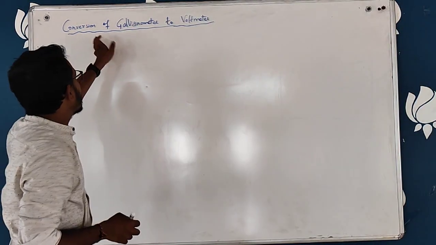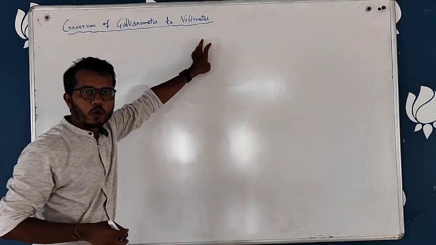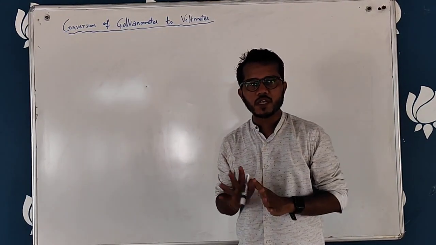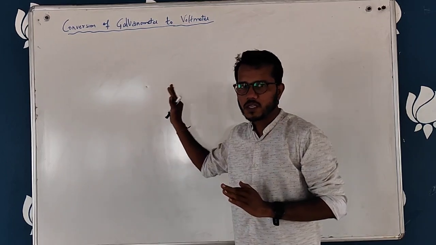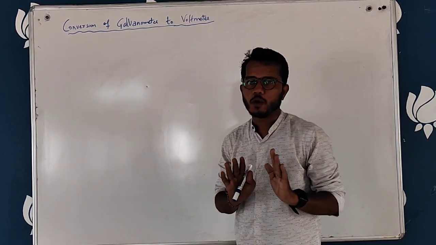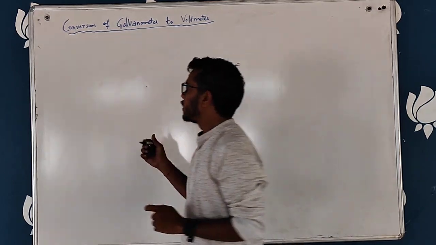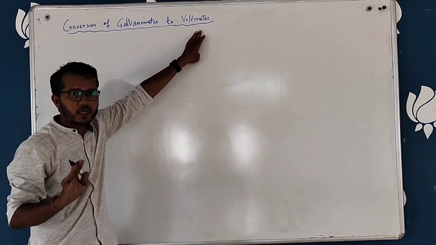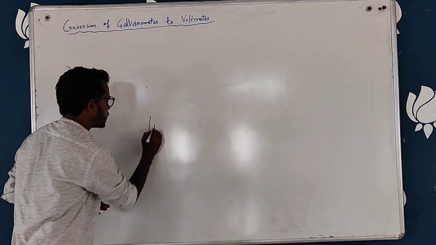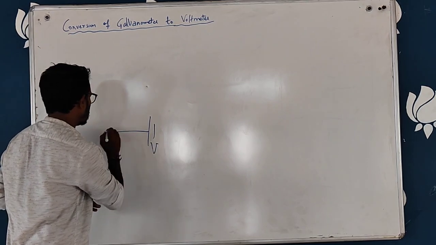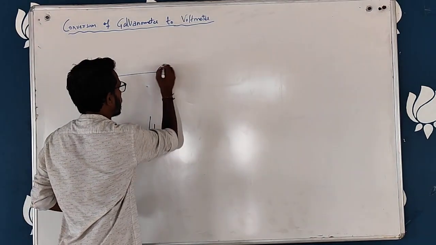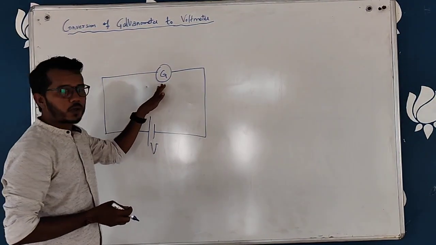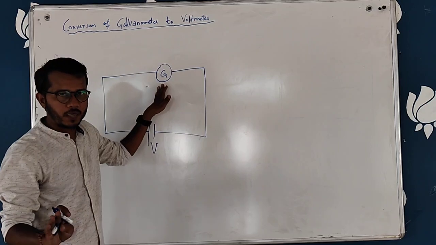So now we are converting the galvanometer into a voltmeter. The voltmeter is a device which helps to measure the potential drop, and the galvanometer is a device which helps to measure a small amount of current. So here my input is voltage, meaning my input is potential drop. If there is a potential drop V that I am supplying to this galvanometer, then whatever output I need to get is in terms of a current.